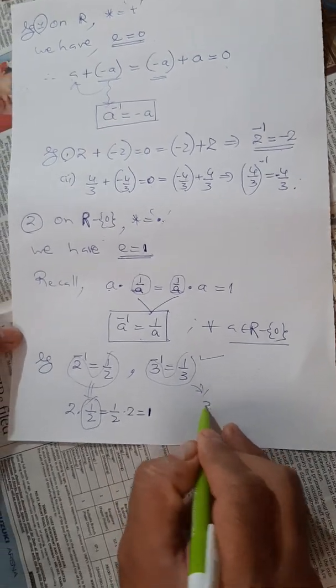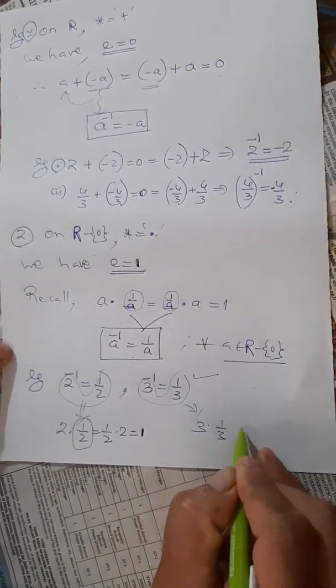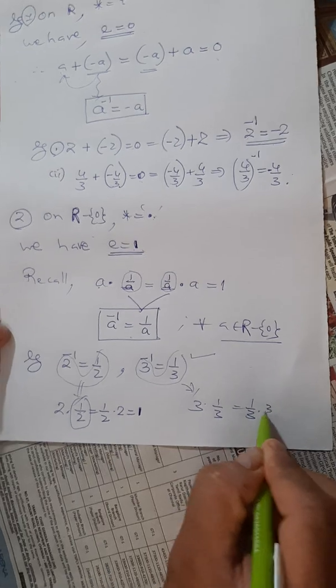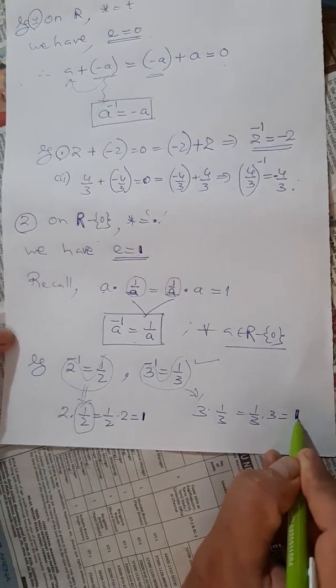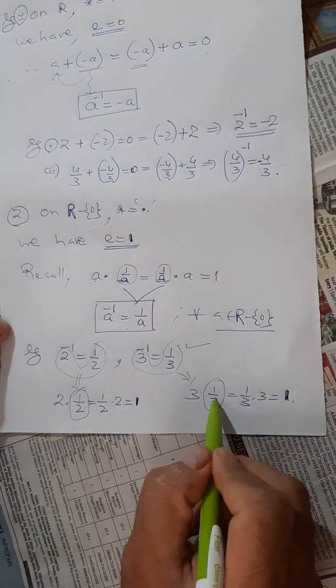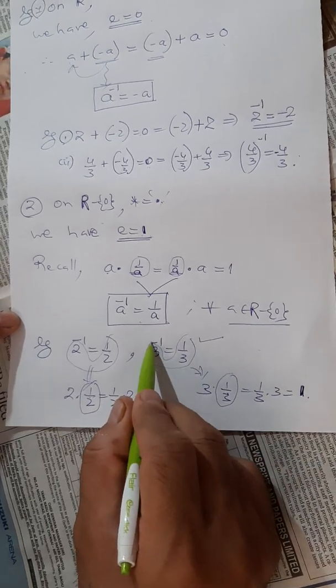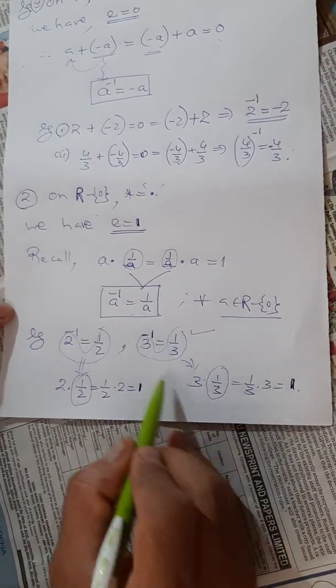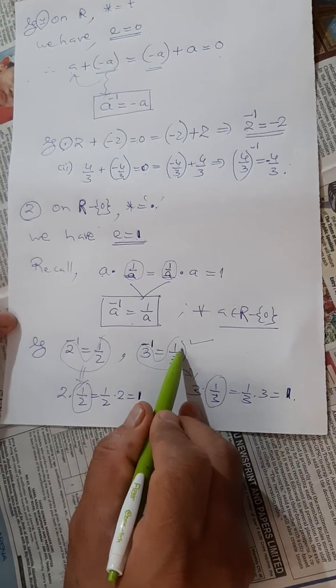Same way here, 3 into 1 upon 3. If I do it in reverse, 1 upon 3 into 3, the answer is the identity, which is 1. Therefore, this becomes the inverse of 3, and symbolically we write it raised to minus 1. So this is read as, the inverse of 3 is 1 upon 3.